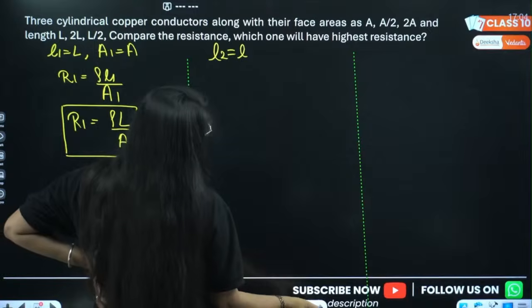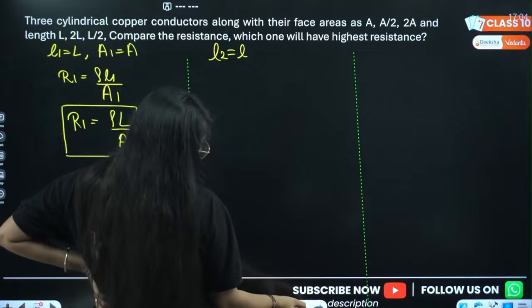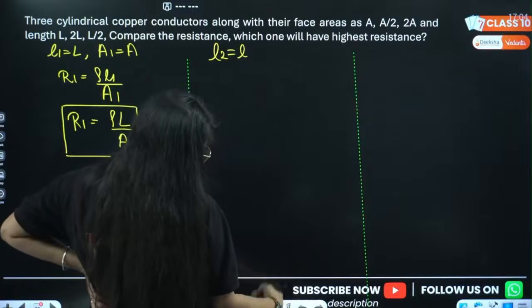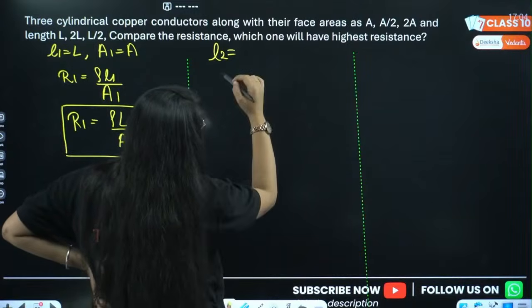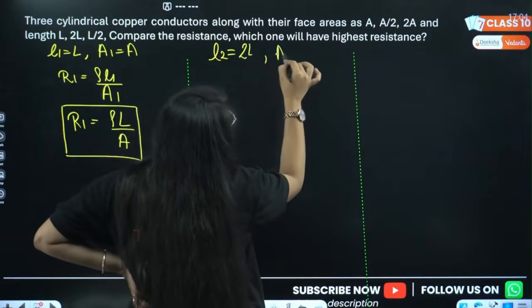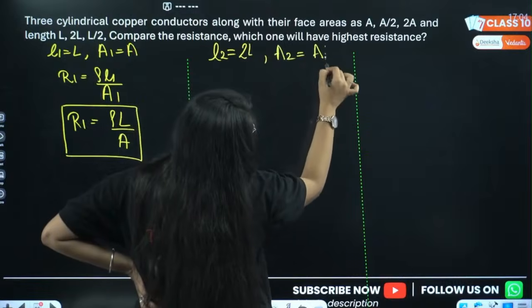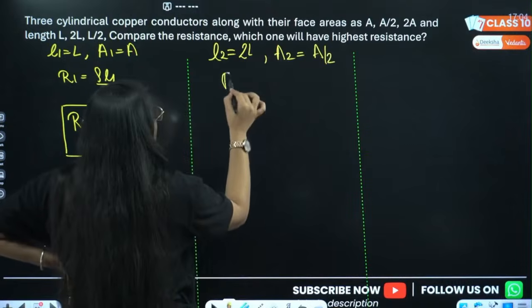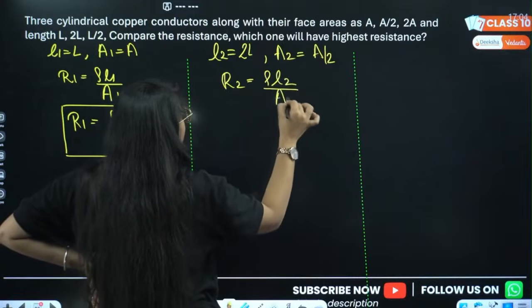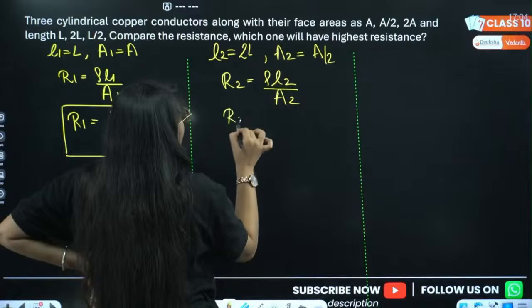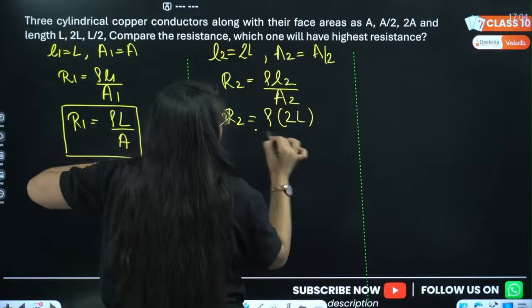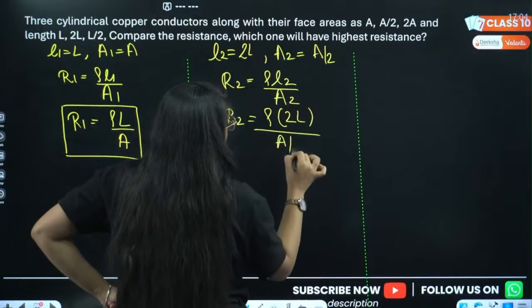L2 is given as 2L and A2 is A by 2. Okay? So R2 is rho L2 by A2. Now L2 is 2L, right everyone? And A2 is A by 2.